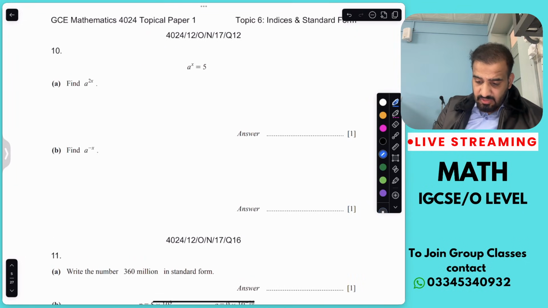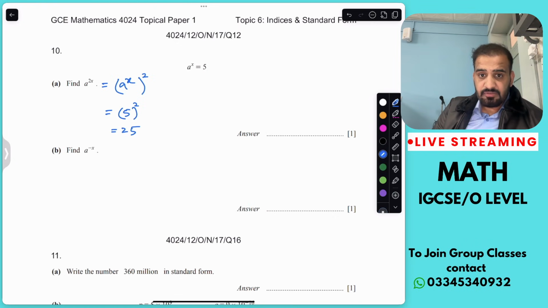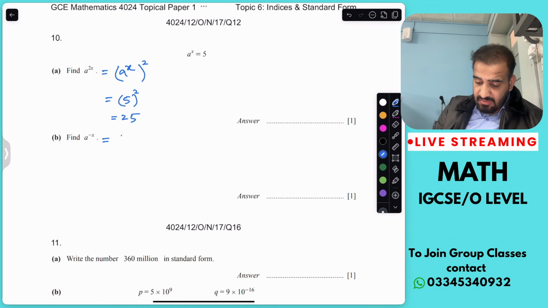Question 10. So a raised to power 2x can be written as a^x whole power 2. So 5 square, 25. A raised to power negative x means 1 over a raised to power x. So it means 1 over 5.